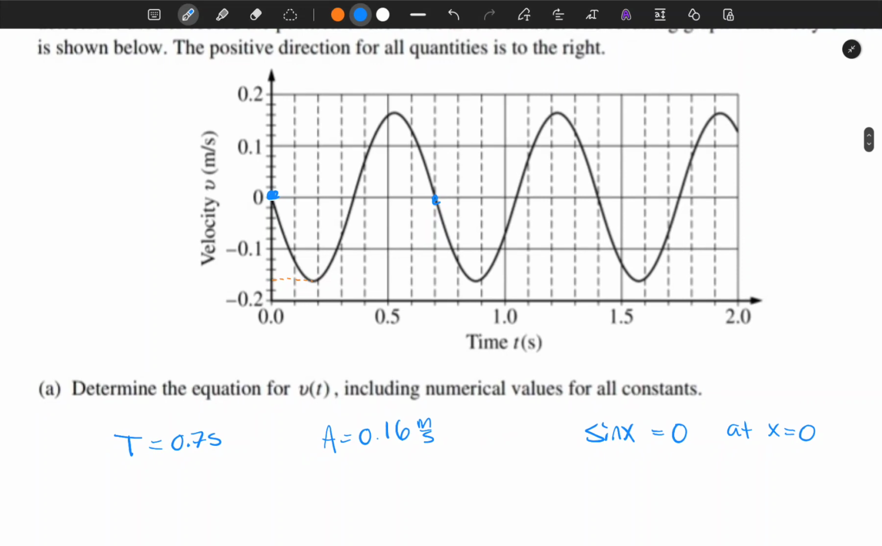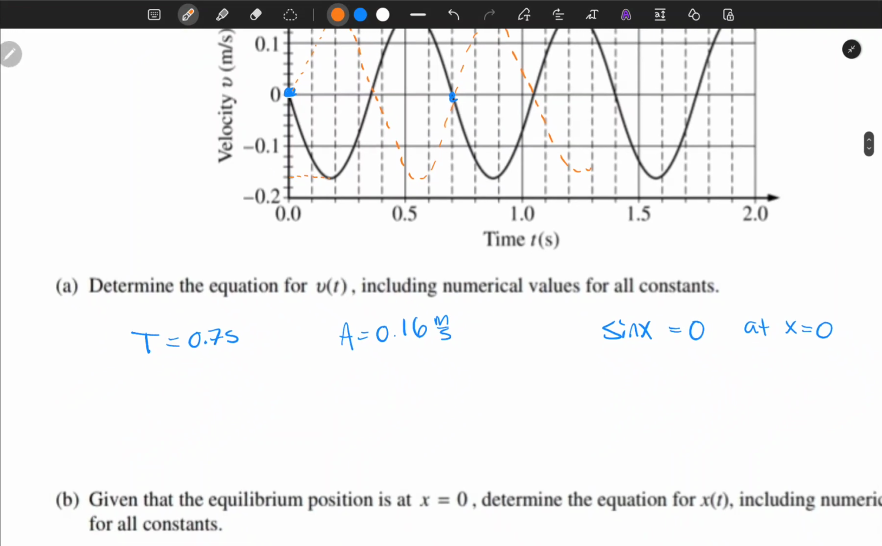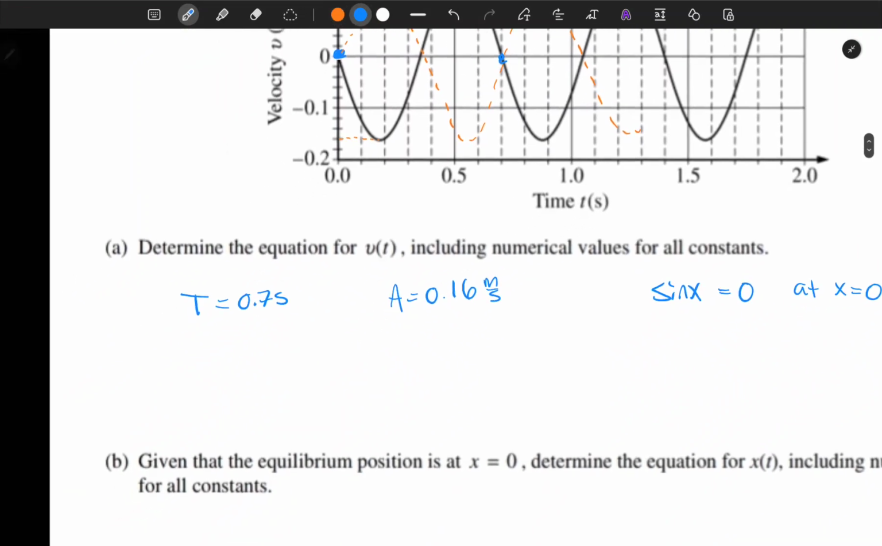However, a sine function looks like the following orange plot. It begins by increasing in value. So it is the negative image of this black plot. So all we do is we take the amplitude and we multiply it by negative 1. So the amplitude is negative 0.16 meters per second.